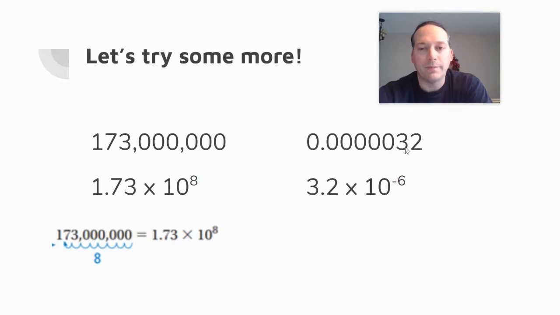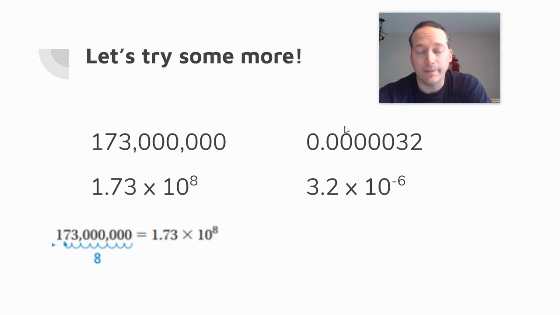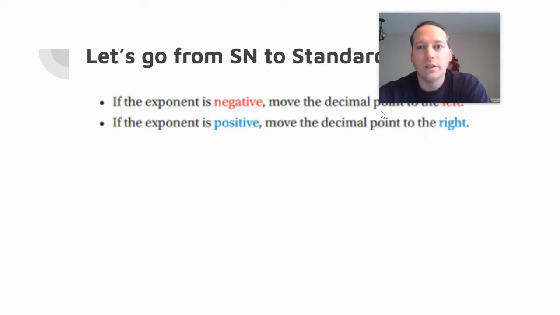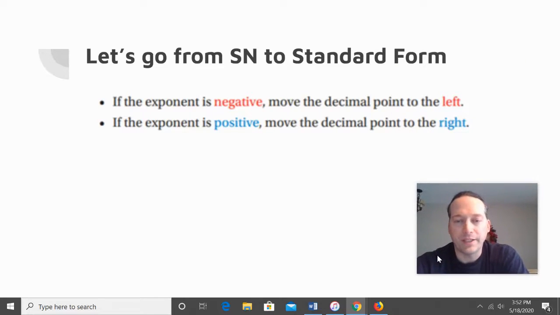Okay. And what this really means is if I take 3.2 and I multiply it by 1 over 1 million, yes, 1 over a million. So 1/1,000,000th would give me this number. Kind of crazy to think about. Okay. That's just a pretty little picture of what it looks like. So that was going from standard form to scientific notation.